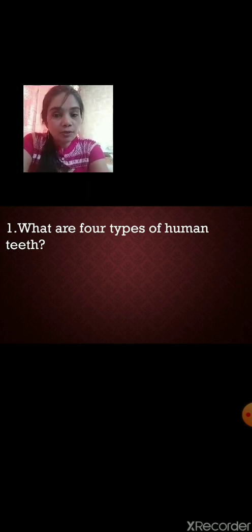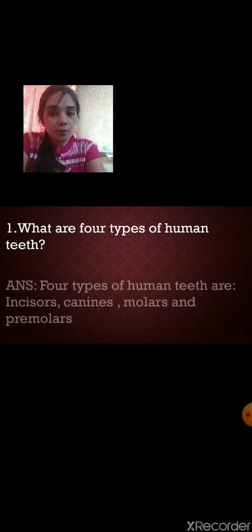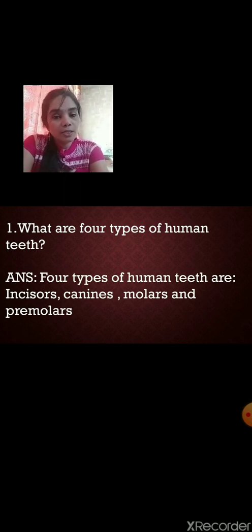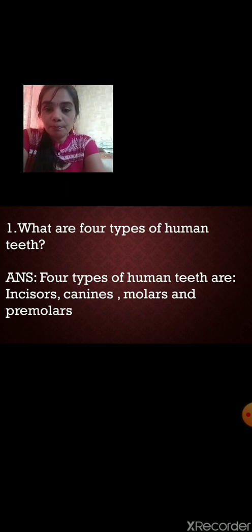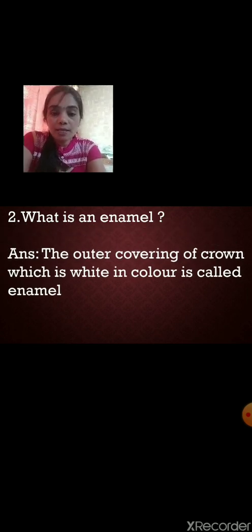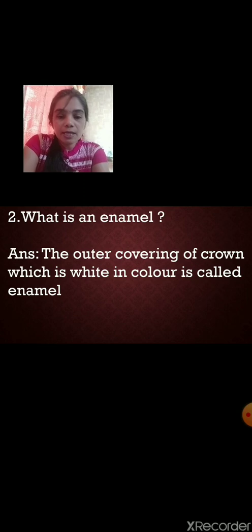So what are the four types of human teeth? We have revised this also, many times we read also. So incisors, canines, molars, and premolars. And what is enamel? The outer covering of the crown, which is white in color, is called enamel.